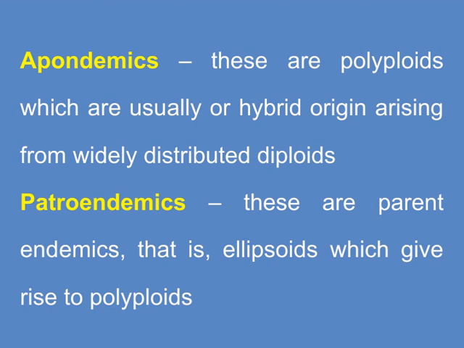Next, we have patroendemics. These are what we call parent endemics, basically, diploids that serve as the original source for the formation of polyploids. So, in the bigger picture, understanding these terms helps us grasp how polyploid species come into being, whether through hybridization or from specific parent species. This is crucial because it ties into our overall discussion of plant evolution and speciation, highlighting the diverse pathways plants can take to develop new forms.